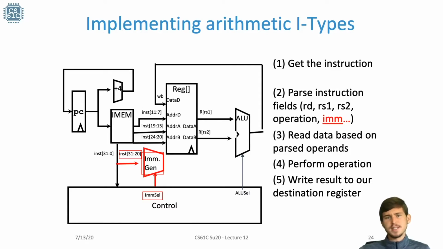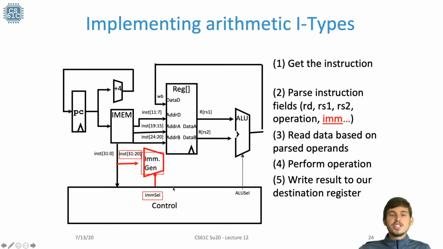So getting the instruction is the exact same for an I-type instruction, but parsing the instruction fields is a little bit different. We no longer have RS2, and instead we have immediate. And we need to actually split this out into something else so that we can parse this, so then we can pull out the value that we actually want. So in this case, you can see that our memory is going to be outputting the instruction and inputting it into this thing, which we call the immediate generator.